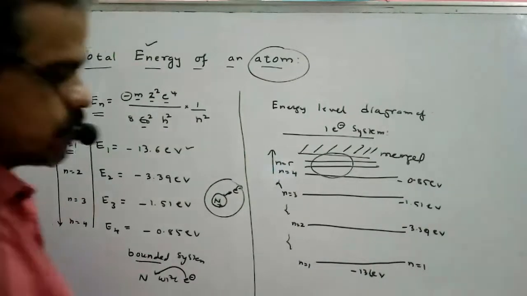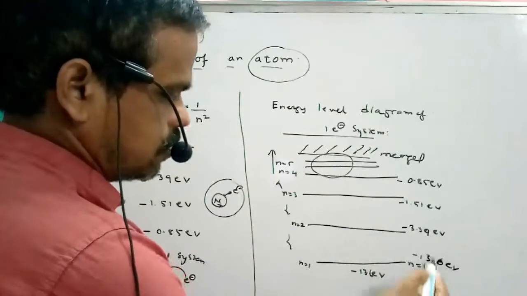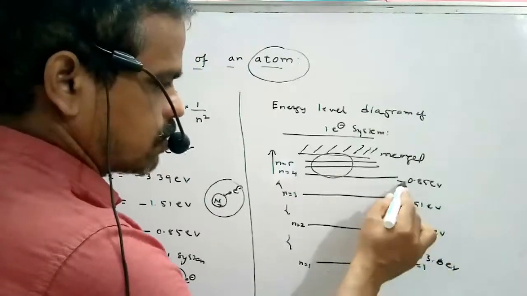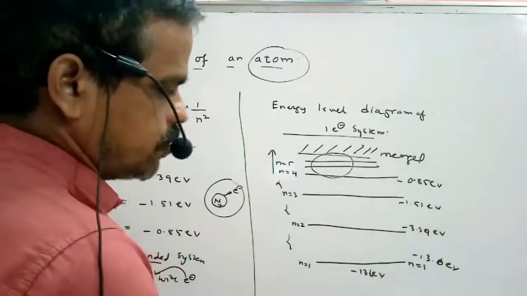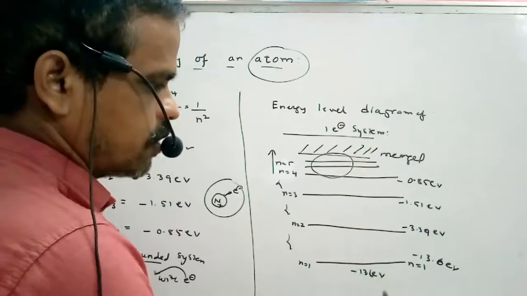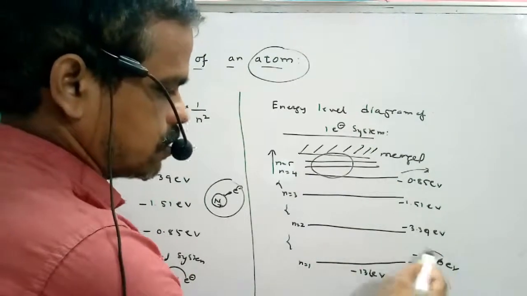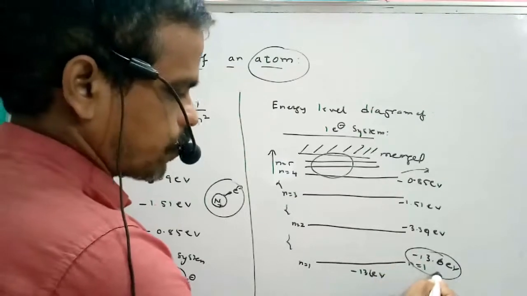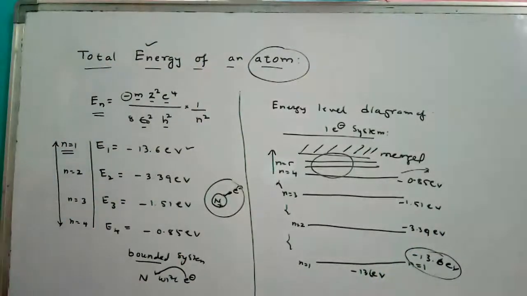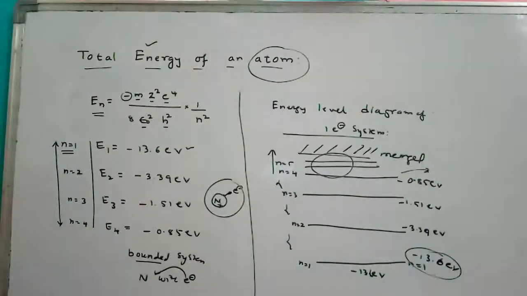So here in the first level minus 13.6 electron volt, then minus 3.39 electron volt, third orbit minus 1.51 electron volt, minus 0.85 electron volt. If we want to remove the electron, which orbit is very easy? The last orbit is very easy compared to this one. Here we have more energy comparatively than other orbits. This is the first orbit, second orbit, third orbit. This is the energy level diagram of the electron system.